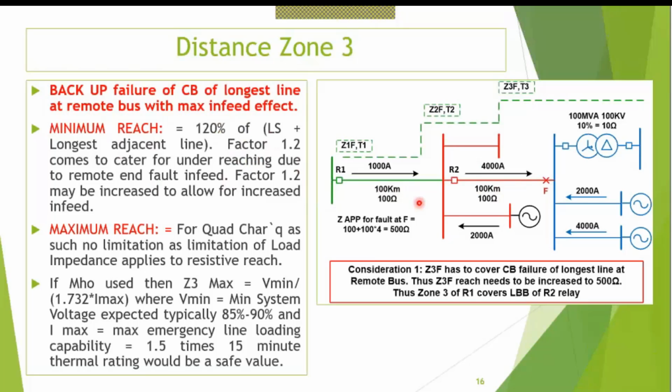All are feeding to this fault, so it is actually increasing the fault impedance. So the relay, this R1 relay, will not see the fault over here, it will see the fault somewhere far. So then also this relay has to operate. So that factor is this one. The factor 1.2 may be increased to allow for increased infeed.